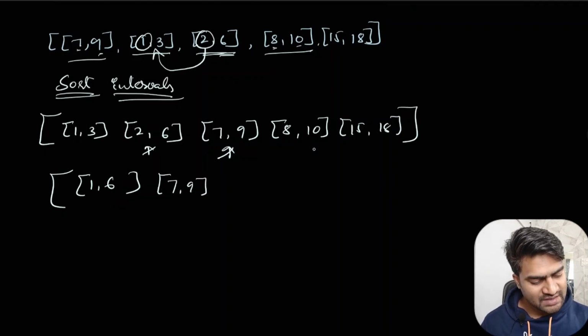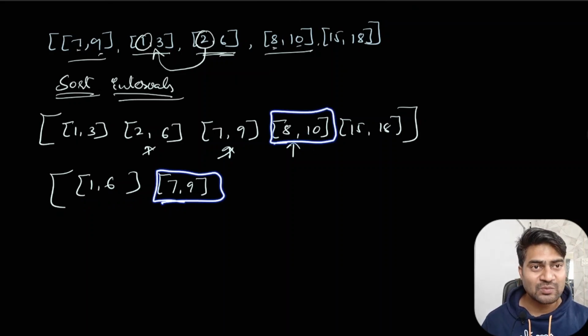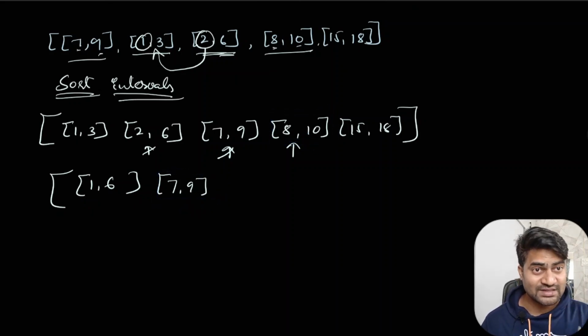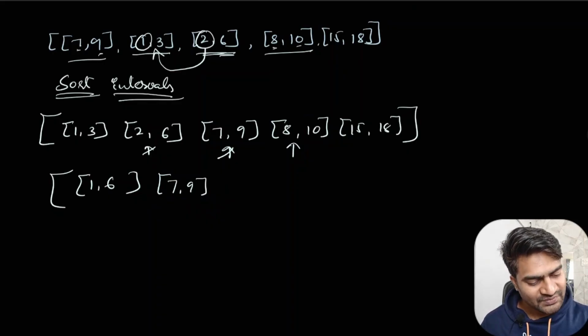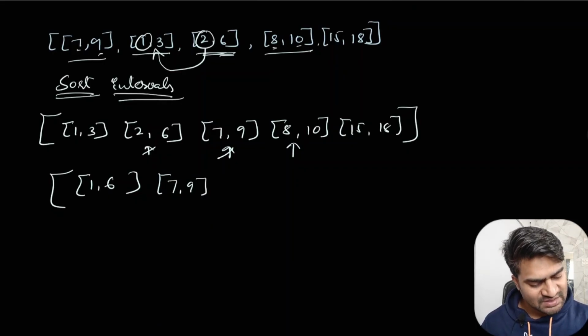Next I will move to my 8 10. Now you don't need to worry about 1 6. You can simply consider 7 9 and check whether 8 10 merges with 7 9 or not. So that's the beauty here: once you sort, you can simply rely on the last element in the merged array. Yes, it is mergeable with 8 10, so I will simply update this. It becomes 7 comma 10. So I successfully processed 8 10.